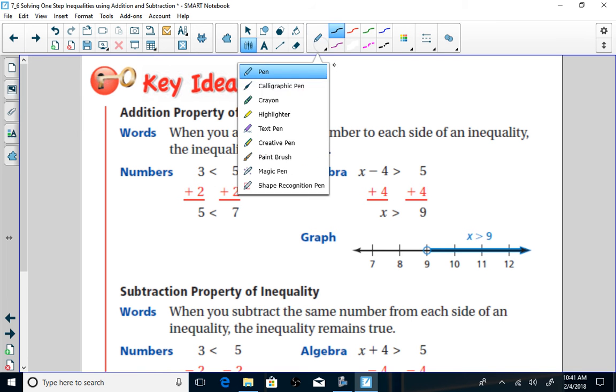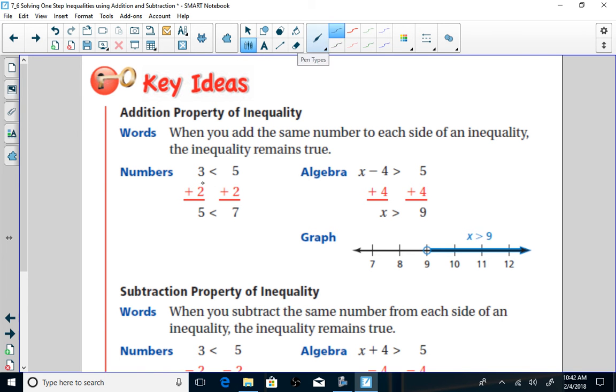All right, well, what does that mean? It means that if you have the inequality 3 is less than 5, and you add the same amount to both sides of that inequality, here's the left side of the inequality, right side of the inequality. If I add the same amount to both sides of the inequality, I still get an inequality that's true. 5 is less than 7. And I can use that addition property of inequality to find solutions to an inequality.